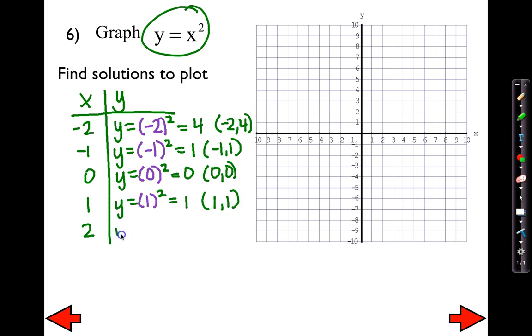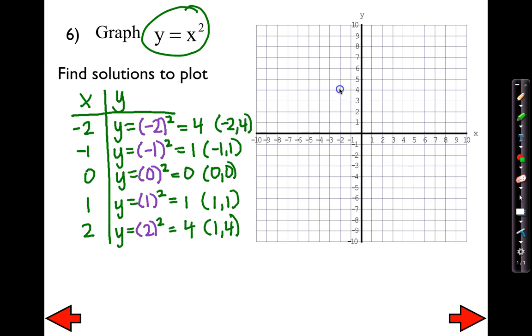And last but not least, we're going to plug in 2 for x. So y equals a 2. We're going to square that. 2 squared means 2 times 2, which is 4. So our ordered pair is 2, 4. So now I have 5 ordered pairs. I'm simply going to plot them to see the general shape of it all.